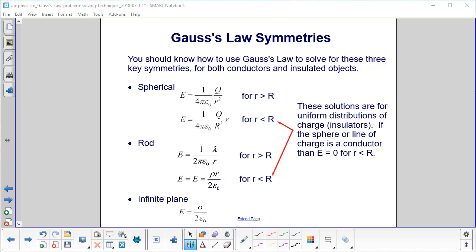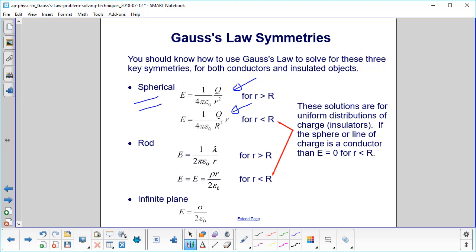We'll start with a sphere, and there's a different electric field inside than outside because you have a different enclosed charge. So here it is for anybody outside the sphere. Here's the electric field for inside the sphere. And all of these are for uniform distributions of charge, insulators. For example, if you have a spherical conductor, there is no electric field inside because there's no charge, right? There's no charge inside a conductor.